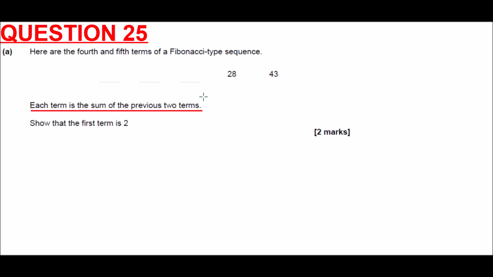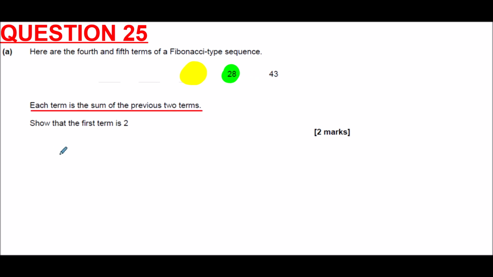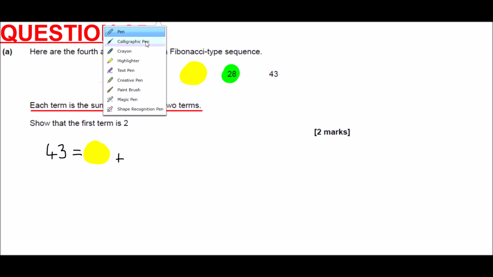So we need to show that the first term is 2. And so what we're going to be doing here is actually working backwards. And so if we were to do this, the next term back would be this one here, in front of a 28. And so using this rule here, that each term is the sum of the previous two terms, 43 will have been arrived at by adding this yellow number to 28. And so we can work out now what this term must have been. So just considering 43 would have been the yellow number plus the number highlighted in green, which we know is 28.